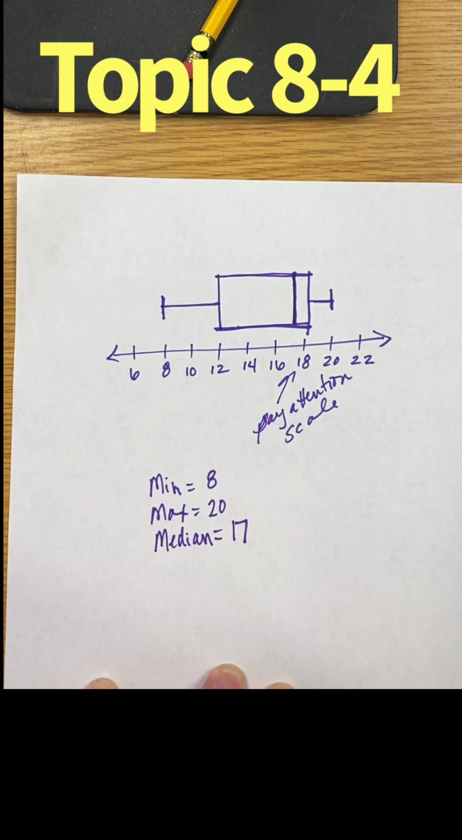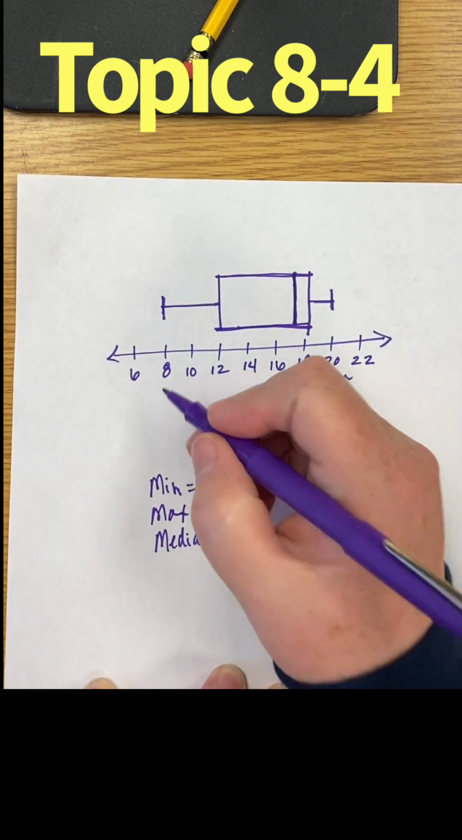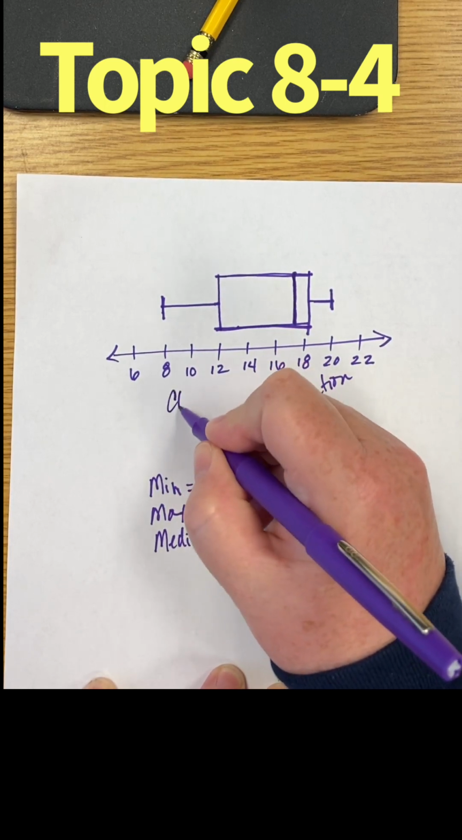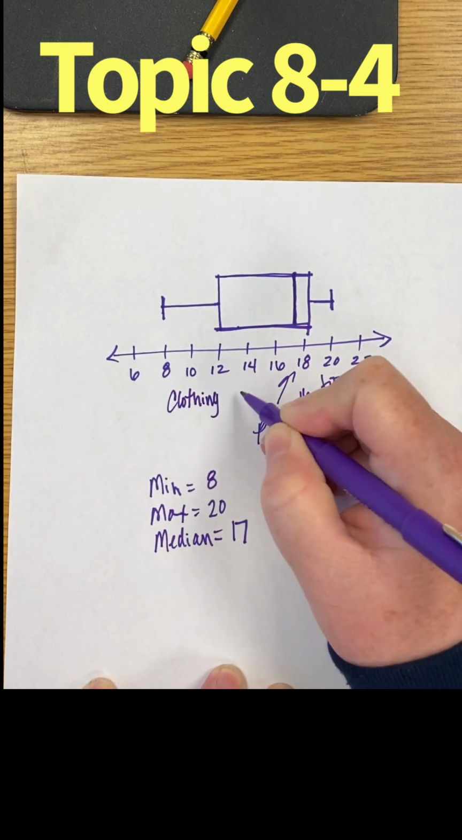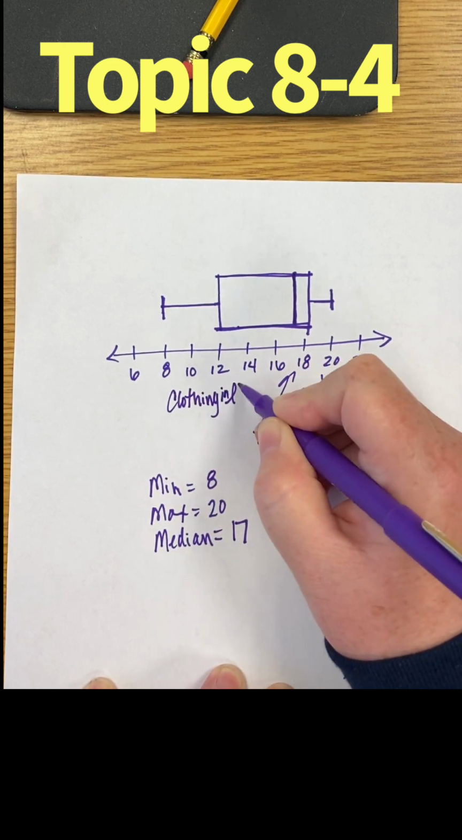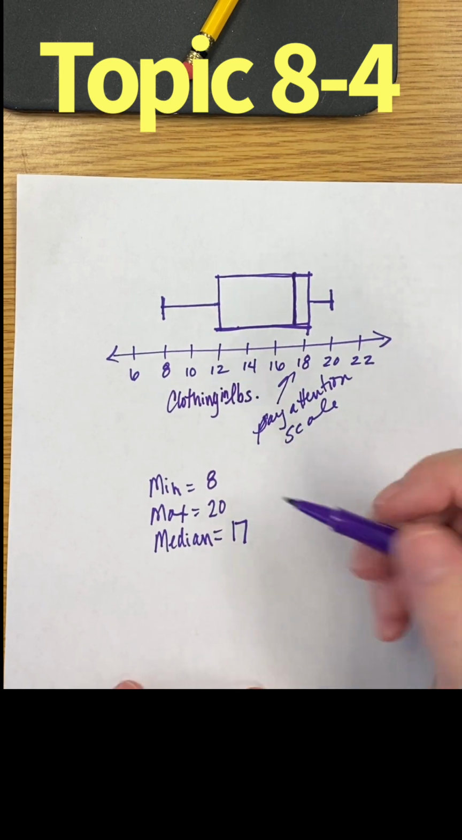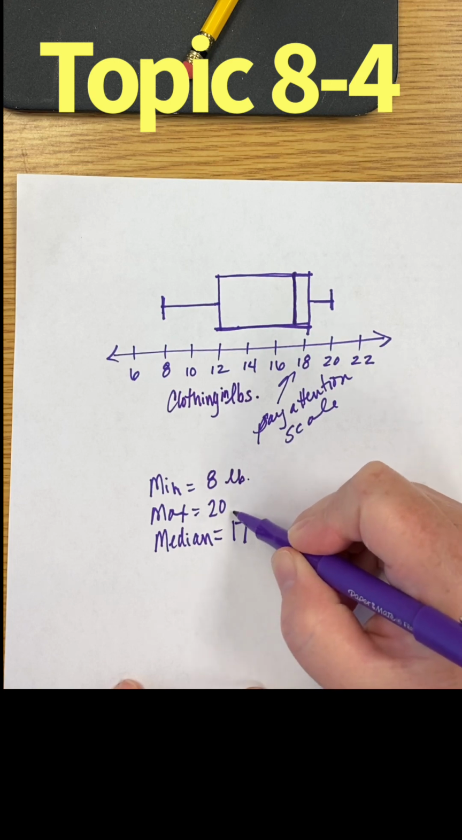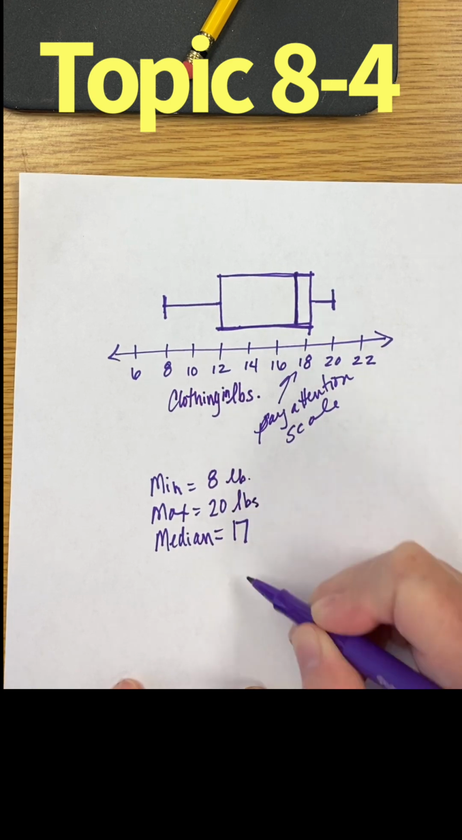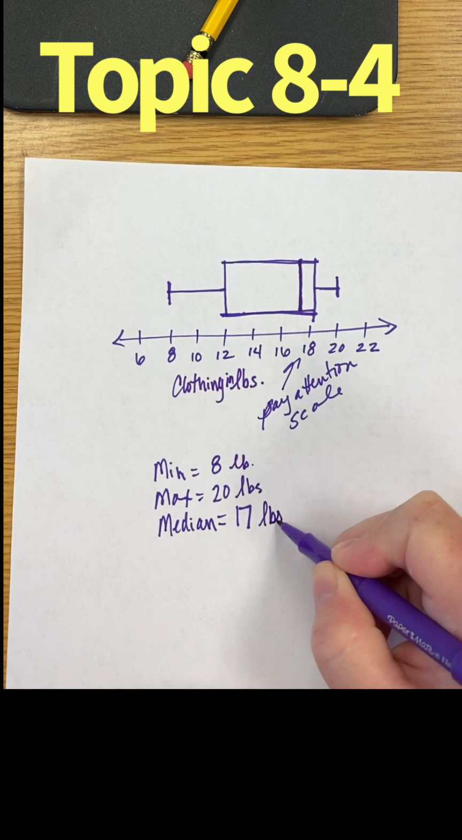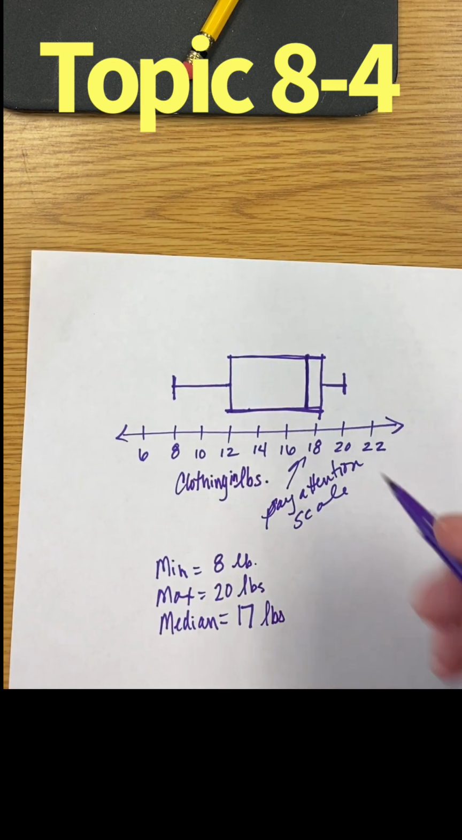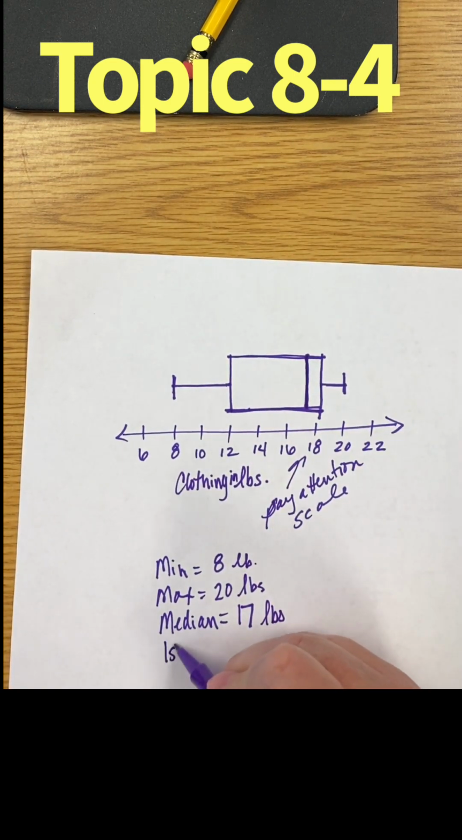This is an example of weights in pounds. So it's clothing in pounds. Sorry, that's not so good. So we know that the smallest bag was 8 pounds. We know the largest bag was 20 pounds and that the median was 17 pounds. The first quartile then is 12 pounds.